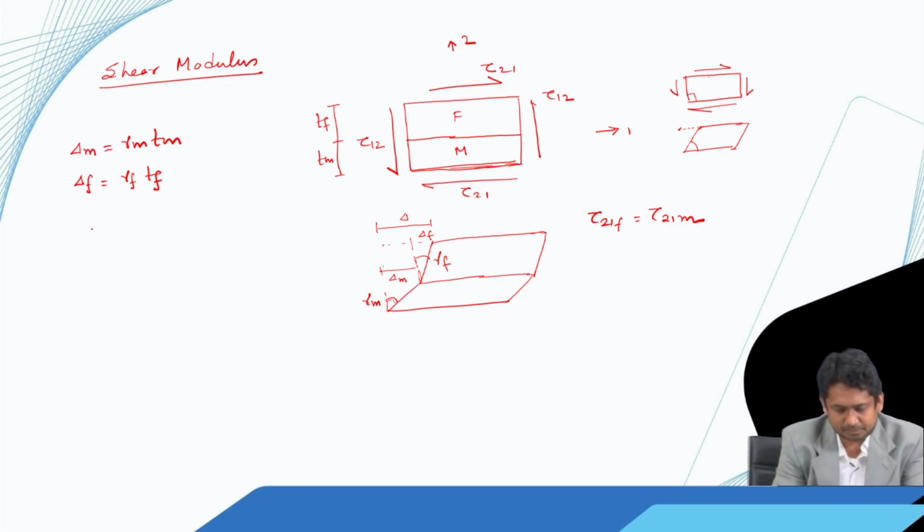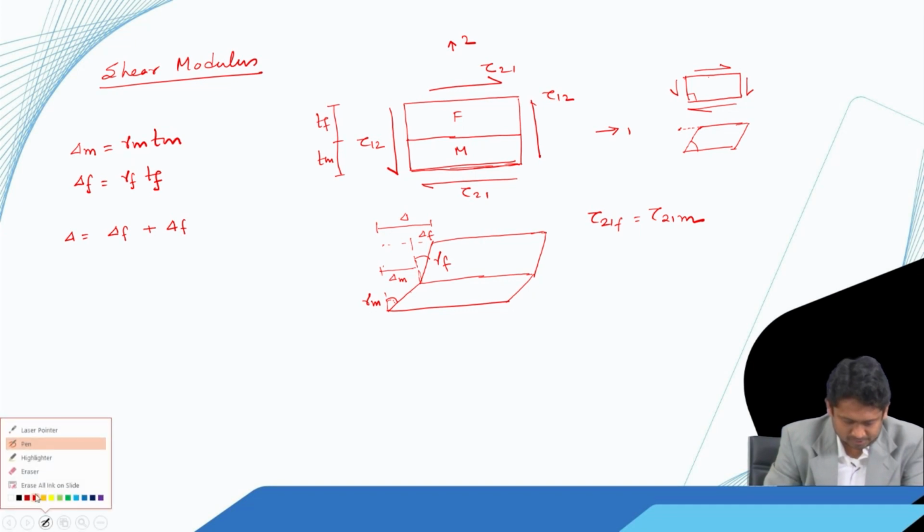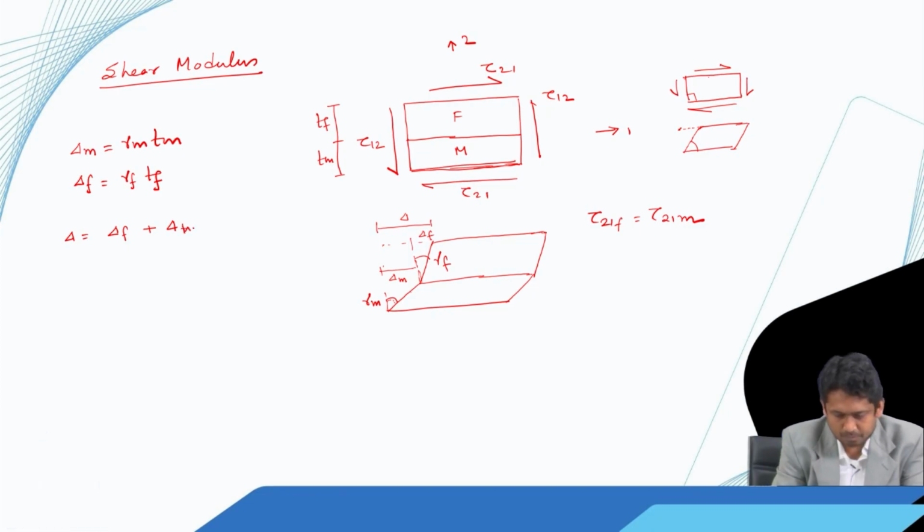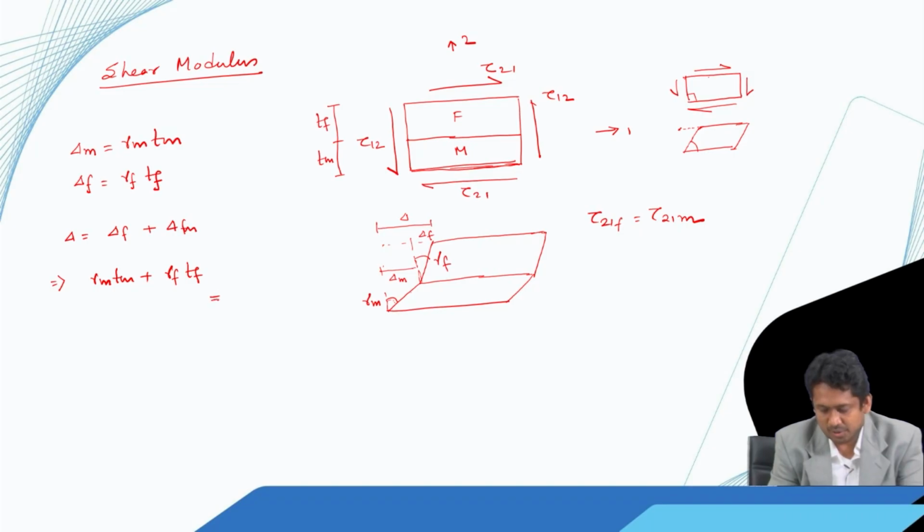Now, the total delta is delta f plus delta m, and this can be written as, again delta f we have seen, this is gamma m Tm plus gamma f Tf, and that is equal to total delta.